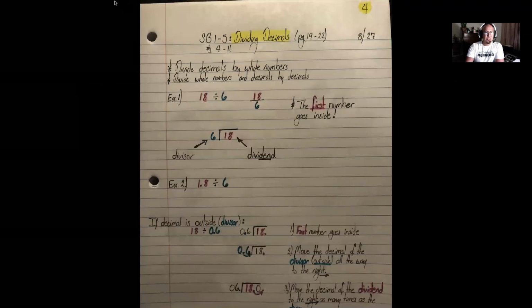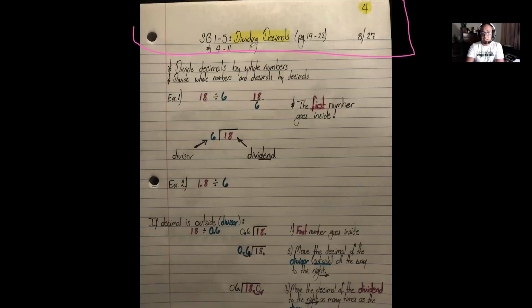There we go. So we're going to begin with SB 1-5, dividing decimals. The page numbers are going to be pages 19 through 22. Please take note that this is our 4th lesson. The date of this class is August 27th.